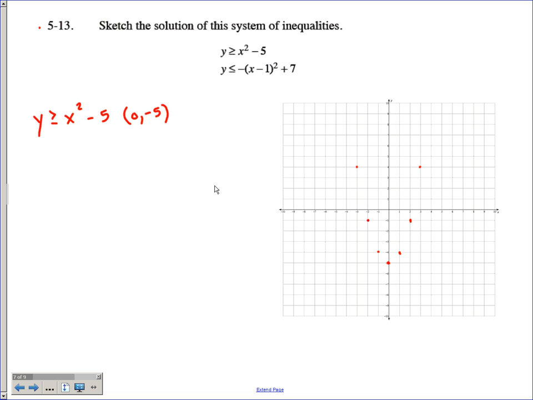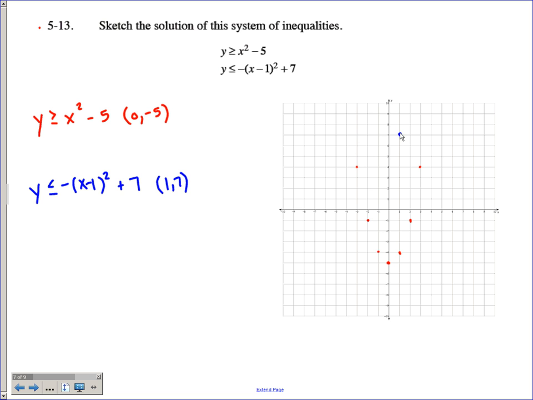I'm going to plot my points on for both of them first. So for my second one, I have y is less than or equal to the opposite of (x minus 1) squared plus 7. My locator point on this one is still going to be (h, k). Remember, we have x minus h and plus k, so our locator point is the point (1, 7). So we're going to have our vertex at 1, 1, 2, 3, 4, 5, 6, 7, which makes sense because this one opens downward because of the negative a.